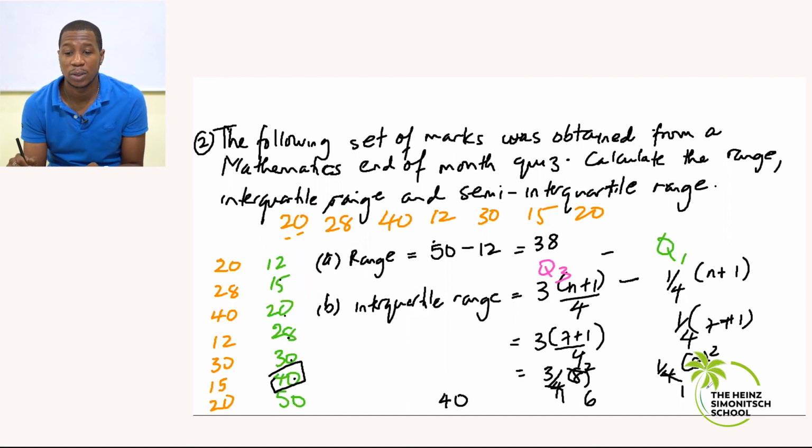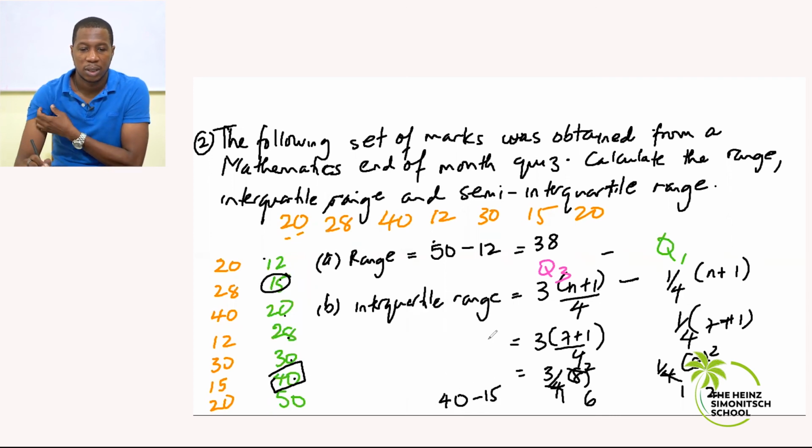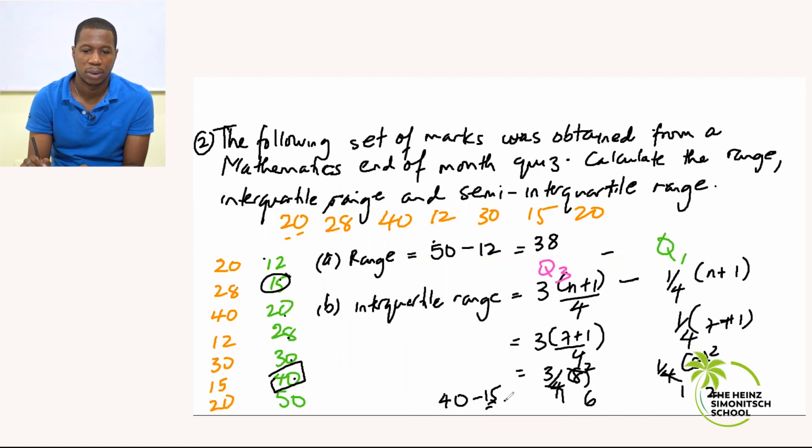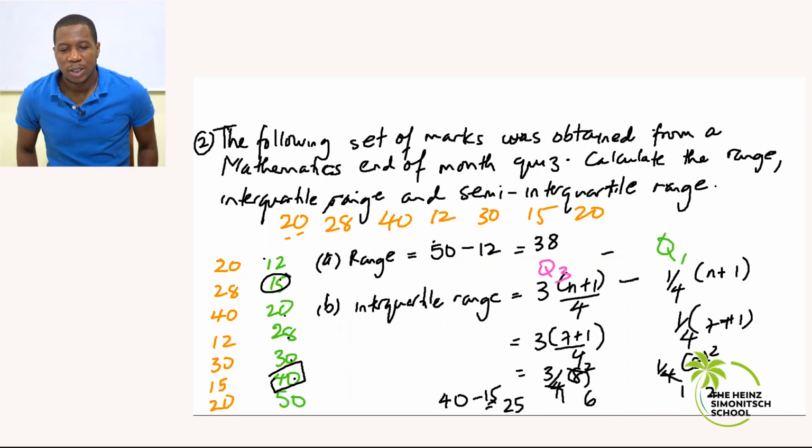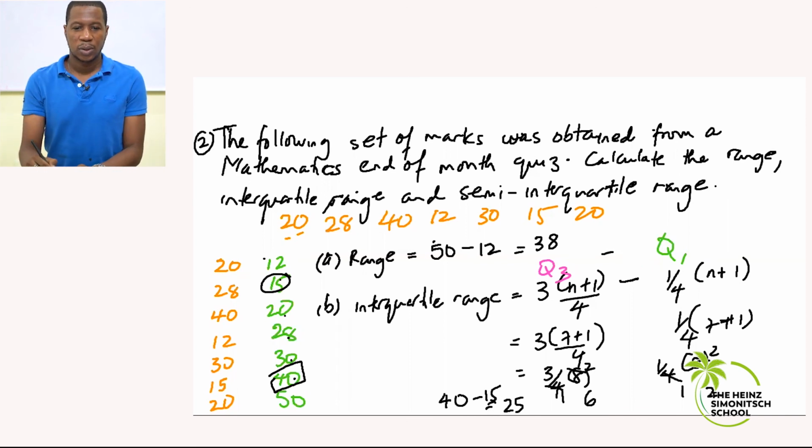And the other one here is 2. So that's 1, 2. So that will be minus 15. And that will work out to be how much? 25.